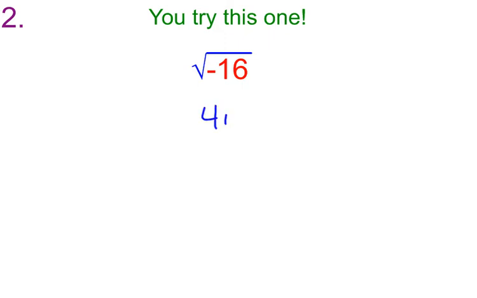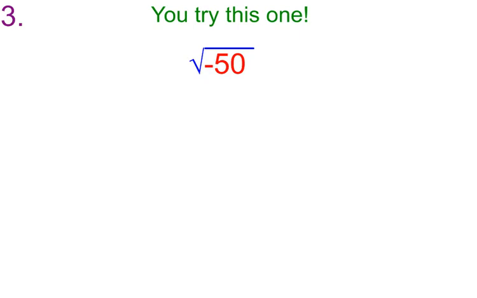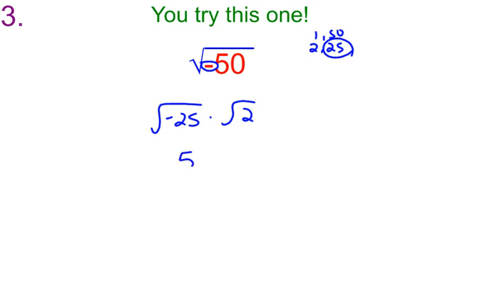Hopefully you got 4i. So see how these aren't too bad? Number 3, this is our first one that's not a perfect square. So when I break down -50, hopefully we realize that we'd have 2 and 25. Our negative always goes with the perfect square. So I'd write the square root of -25 times the square root of 2. We are no longer ever allowed to leave a negative under the square root. So from here, the square root of -25 would be 5i, and then it'd be root 2. So 5i root 2 would be my final answer.